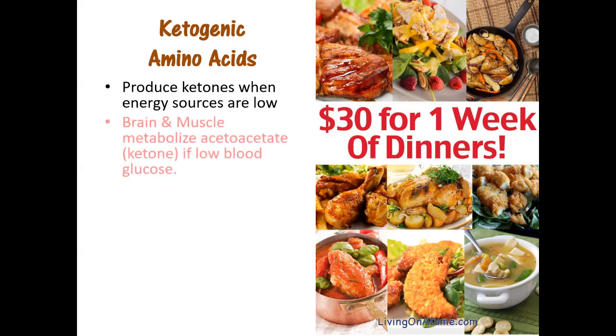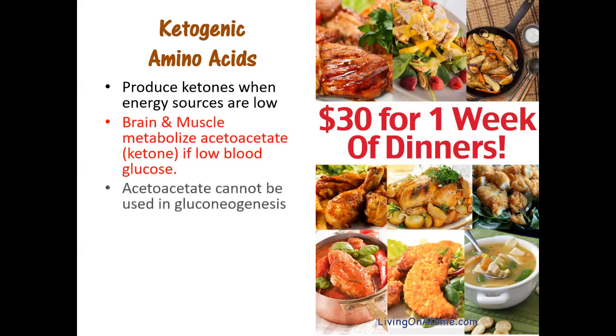So these certain amino acids will produce ketones. Your brain and your muscles will metabolize these ketones when there's low blood glucose. Also, your heart and your kidney can switch over. Not all of your cells can switch over to ketones, but some can. And then your liver can change some other amino acids. That was the previous slide, gluconeogenesis. All right, and this is when you eat.